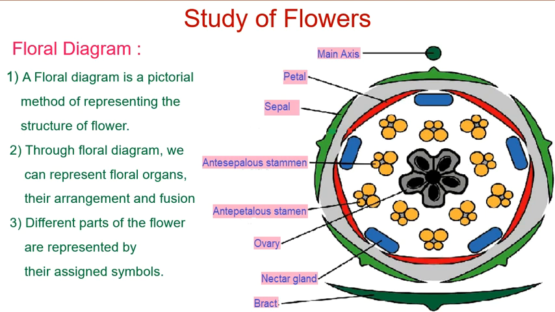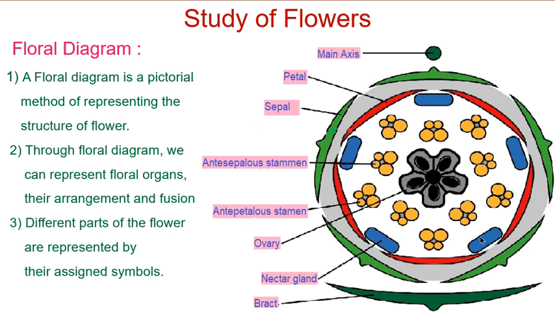Fine. What does a floral diagram show? Different parts of the flower, with the help of different symbols. Through a floral diagram, we can represent the floral organs. Floral organs are petal, sepal, main axis, stamen, ovary, nectar, bracts, their arrangement and fusion, how they are arranged inside the flower and how they are fused or not fused. Different parts of flowers are represented by their assigned symbols.